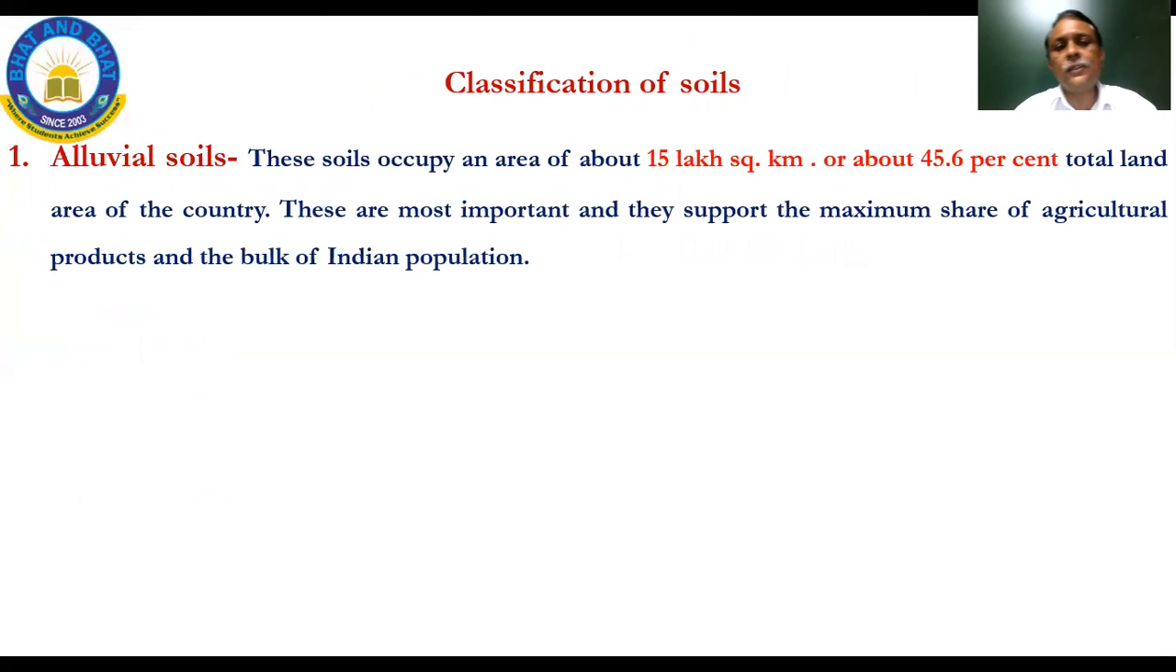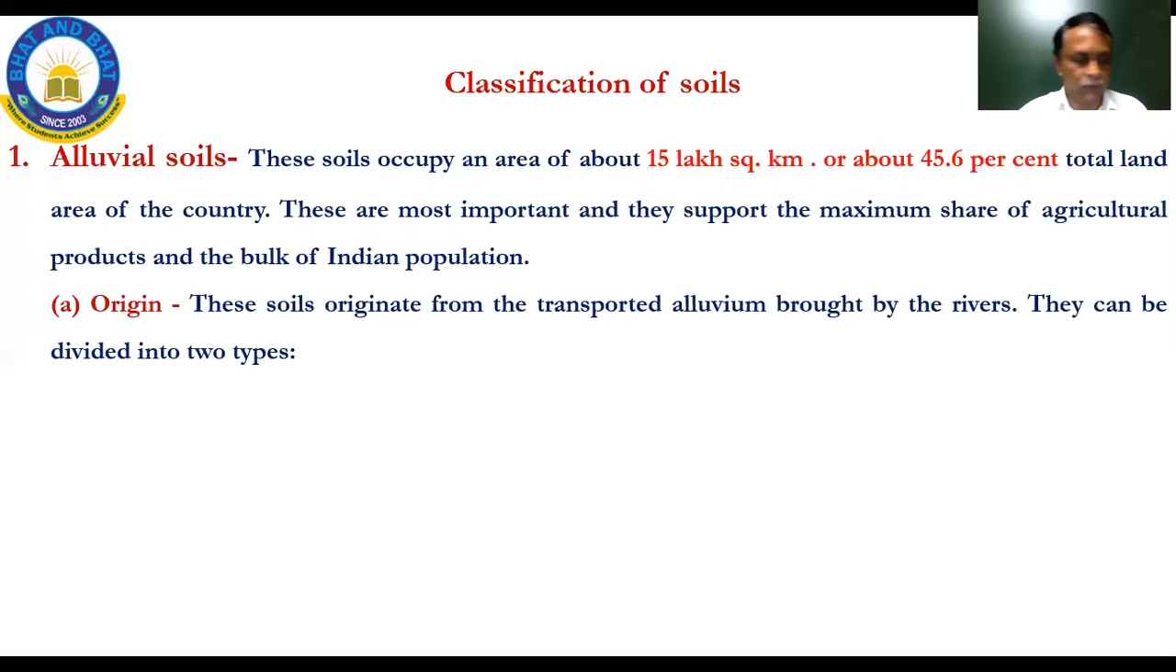Now, these soils occupy an area of about 15 lakh square kilometer, or about 45.6% of the total land area of the country. So we can see that the alluvial soils are the most important and they support the maximum share of agricultural products and the bulk of the Indian population. The alluvial soil is the most widespread, and the maximum agricultural production also is from these soils.